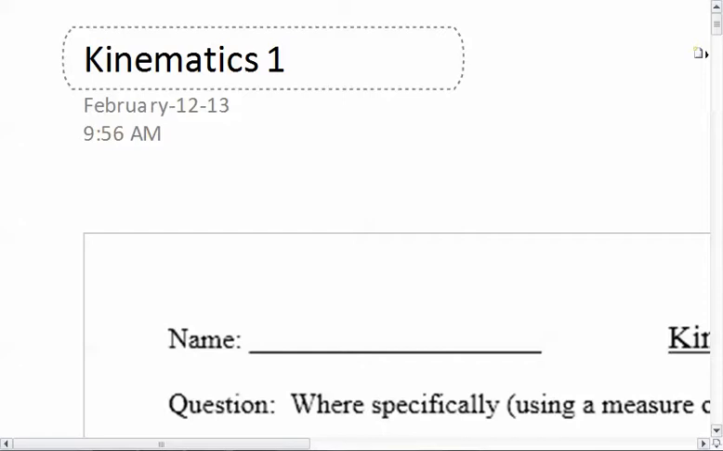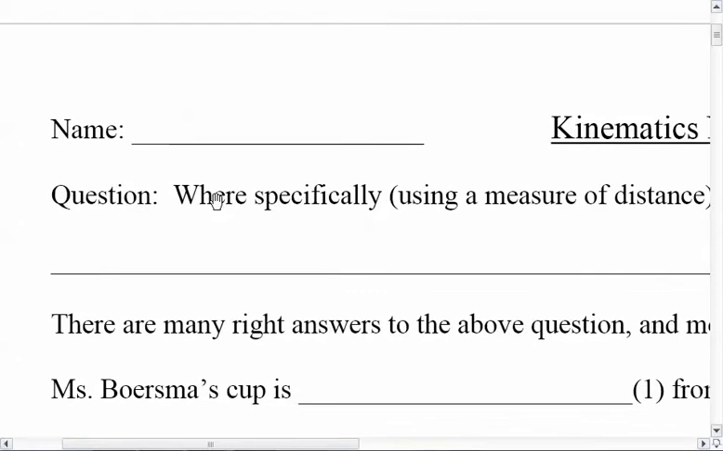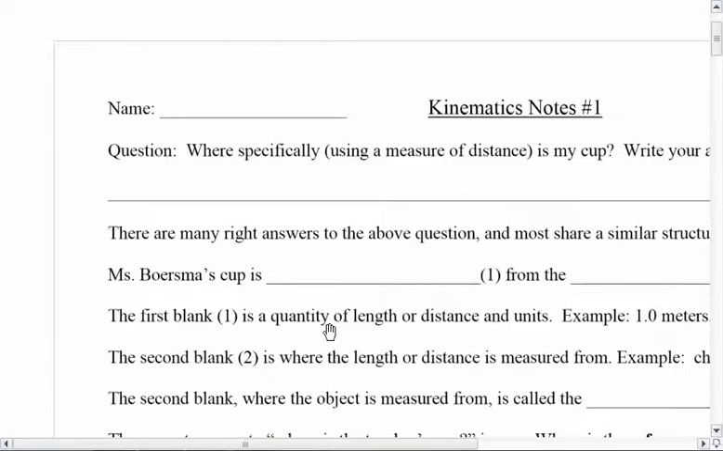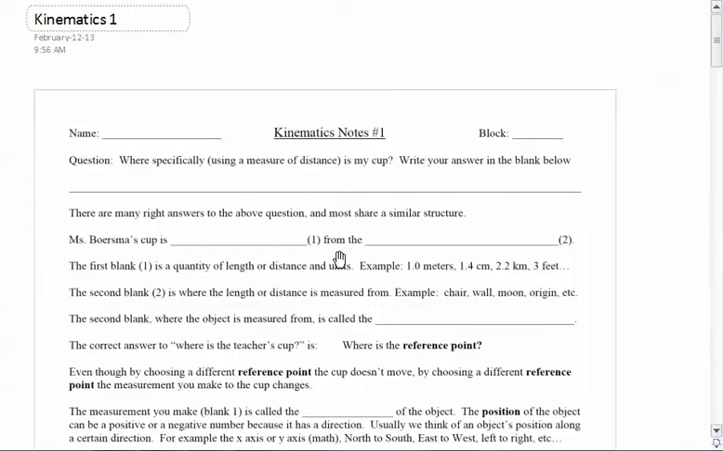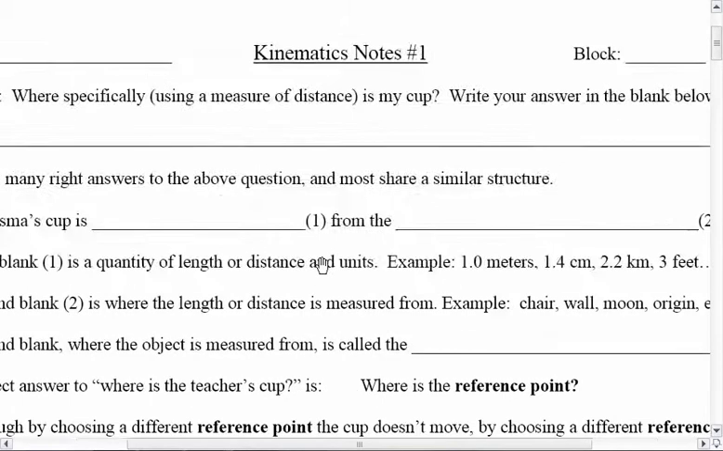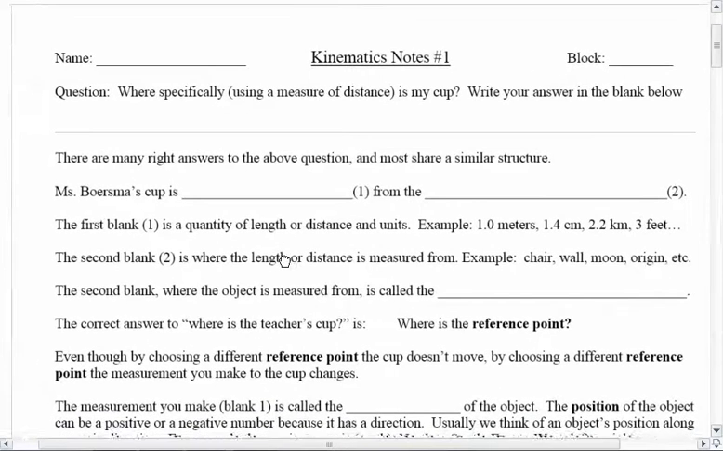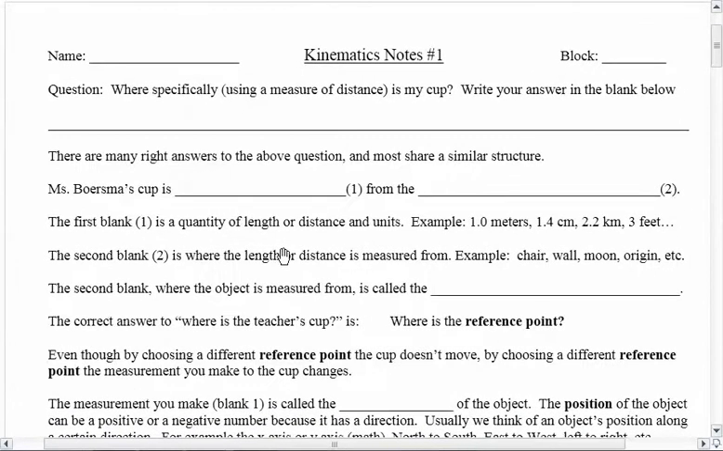So today we're looking at kinematics. And the first question is, we want to be able to locate objects using distance. But as you can see with the example of a cup, there might not be one right answer for a question like this. So the first question is, where exactly is my cup, using a measure of distance like meters or kilometers? I think the answer that I wrote was, it is 75 centimeters above the floor of this classroom.